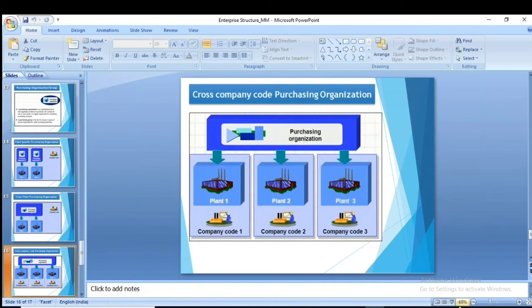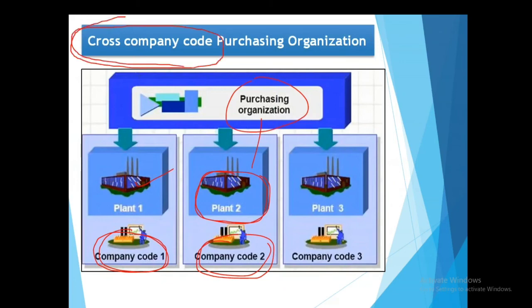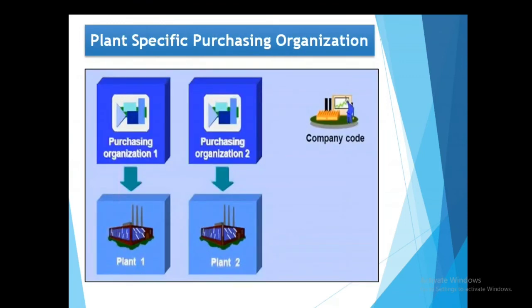So let's say you have a purchasing organization. It takes care of purchasing of plant one, which belongs to a separate company code, and also takes care of purchasing of plant two, which belongs to a different company code two. That is also possible, and it is called a cross company code purchasing organization. But it is a very rare scenario.